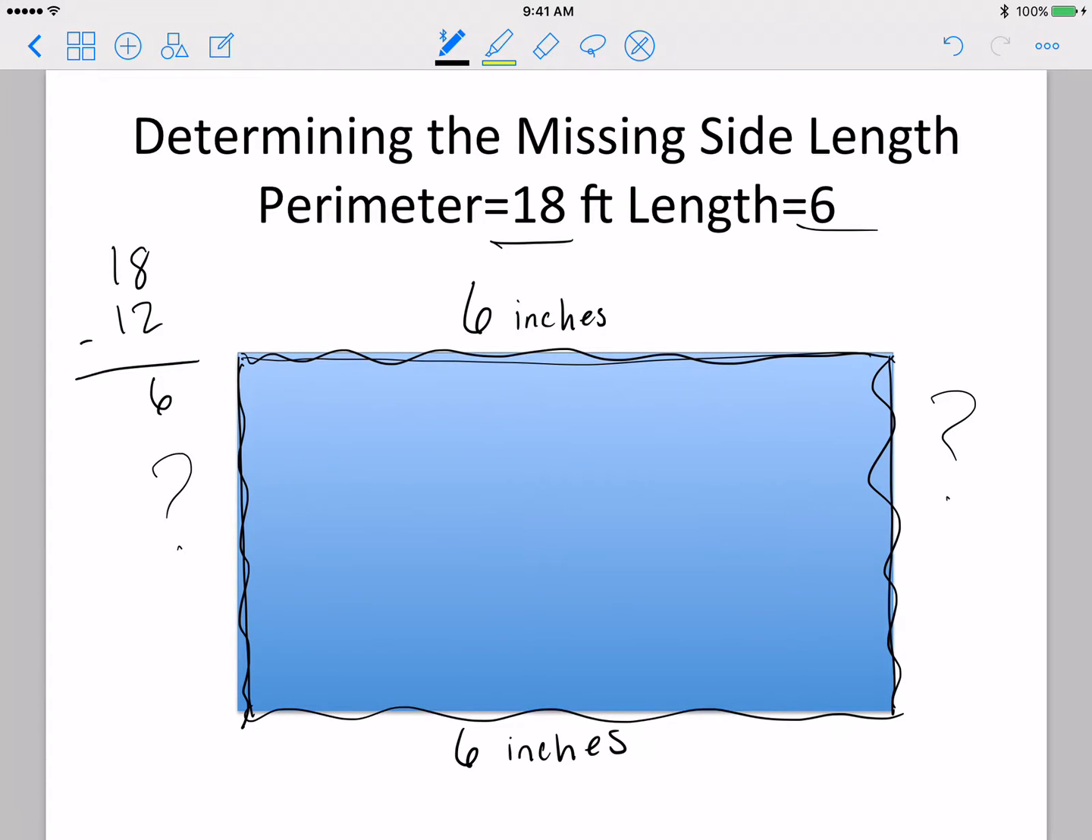So how do we separate that? We need to half it, right? We need to divide it by 2. So we know that 6 divided by 2 is what? 2 times what equals 6? 2 times 3 equals 6. So we know that our side length is going to be 3 inches.